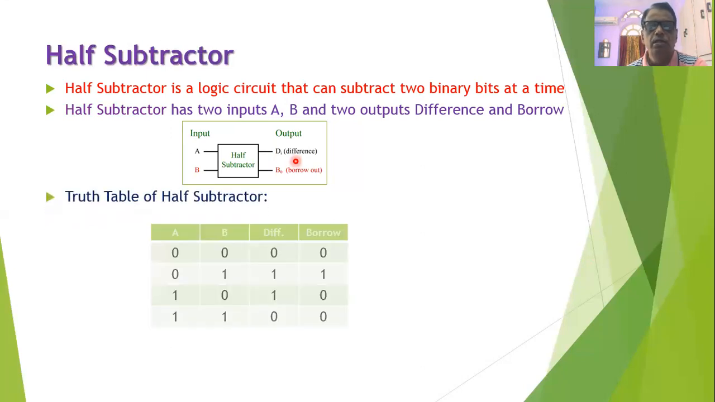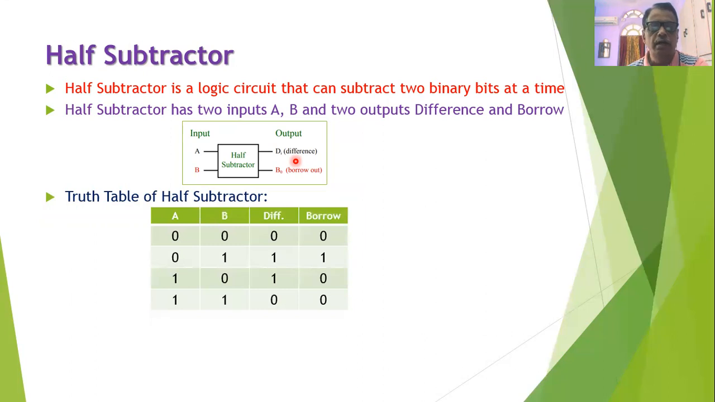Now we can easily construct the truth table for the half subtractor circuit. There are two inputs A, B, and therefore there are four possible combinations: 0 0, 0 1, 1 0, and 1 1. When 0 is subtracted from 0, that is 0 minus 0, the difference is 0 and the borrow is 0. 0 minus 1, the difference is 1 and the borrow is also 1. 1 minus 0, the difference is 1 and the borrow is 0. And 1 minus 1, the difference is 0 and the borrow is also 0.